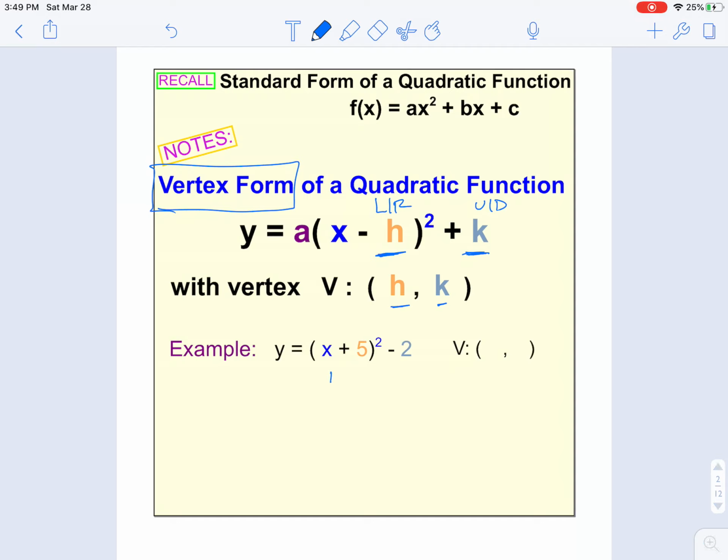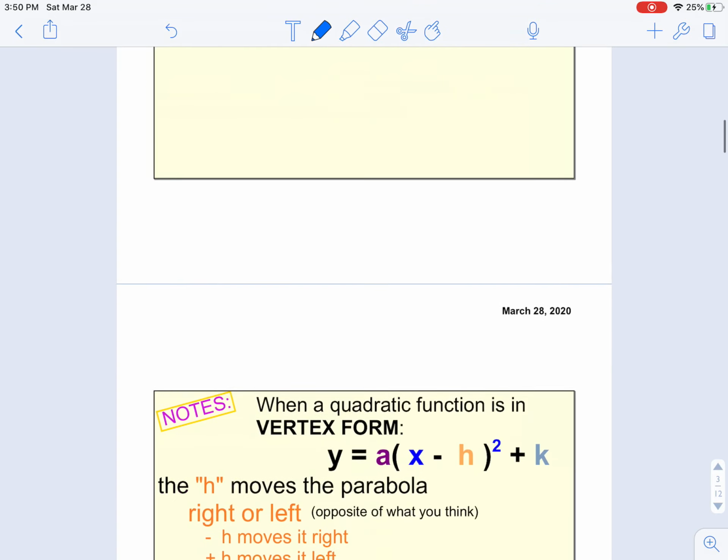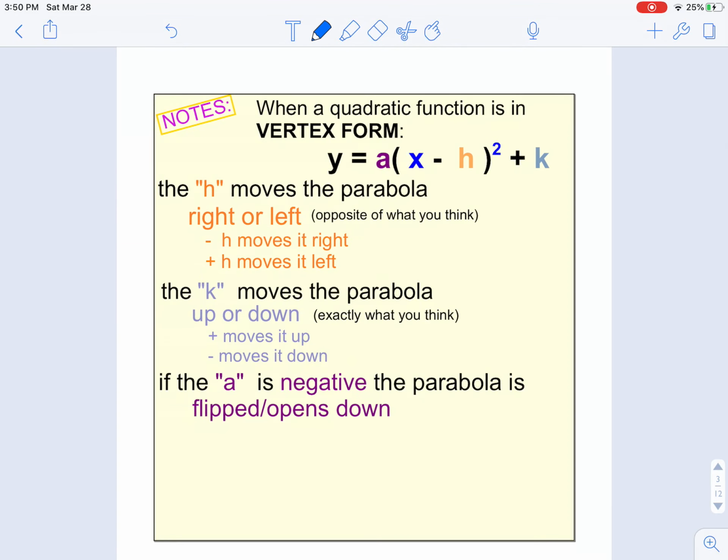So quick and easy, my vertex here is going to be, well, this is going left 5 and down 2. So we're going to be at -5, -2 for our vertex. And I'm giving you this slide again. Where we stopped yesterday, though, is the only thing we really looked at for the A value right here and here is if it was negative or positive. And if it was negative, it flipped upside down. If it was positive, it opened up.